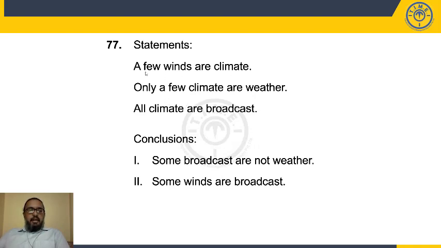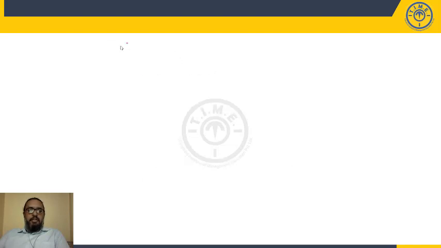Then next one. A few winds are climate. A few is nothing but some. Some winds are climate. So let's take the combined basic diagram. Some winds are climate.